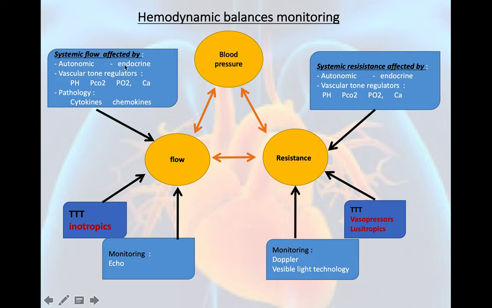The systemic flow is also affected by the autonomic system, the endocrine system, the vascular tone, and the pathology itself, the cytokines and the chemokines, like in cases of sepsis. So this will affect the flow. Also our inotropes, as a treatment, will affect the flow. The treatments which cause vasopressor action, like dopamine, and lusitropic action, like milrinone, will also affect the resistance. And we have to do continuous monitoring by Doppler and visible light technology if we are performing the echo, to maintain the hemodynamic balance and its monitoring.